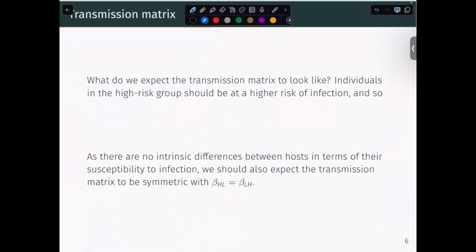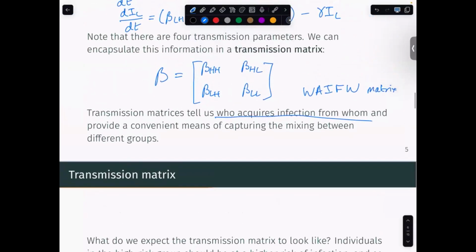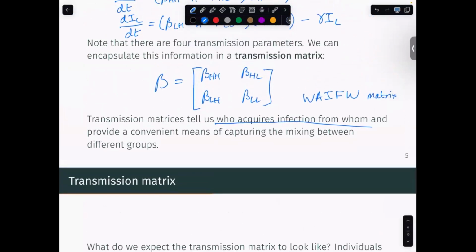So what do we expect this matrix to look like? Well, for one thing, these high-risk individuals, sorry, you go. Quick question. So beta HL, is it high infecting low or low infecting high? So the second one infecting the first one. Yeah.